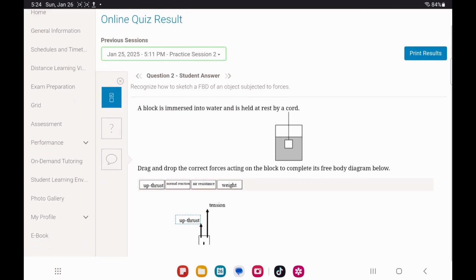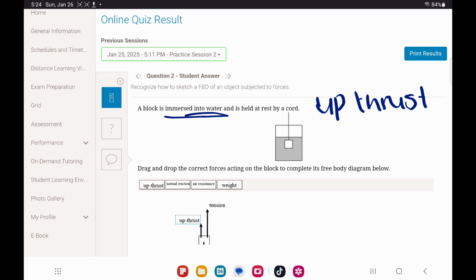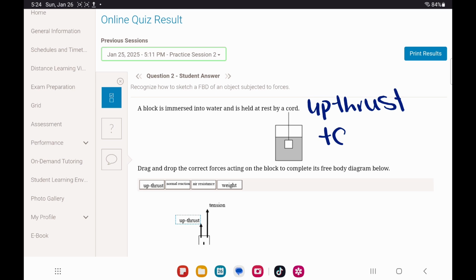Okay, here, if you also watched the first video, it says immersed into water. Whenever we have water, fluid, anything that's fluid, it's always upthrust, okay? Upthrust is always one of our forces, okay? And then held up by a cord, like I said, cord, rope, anything that you hang something from, it's always tension. So upthrust and tension.